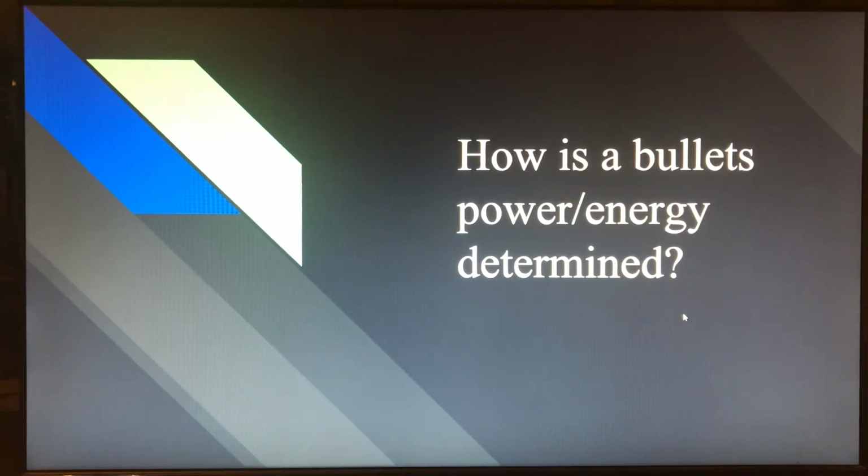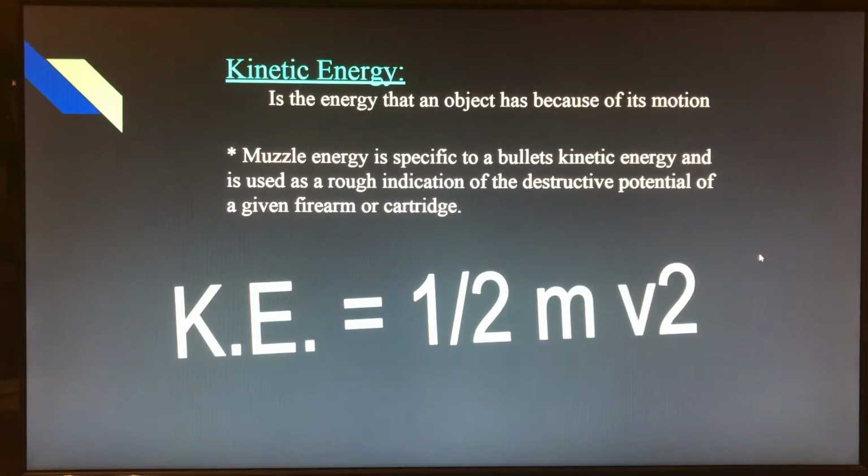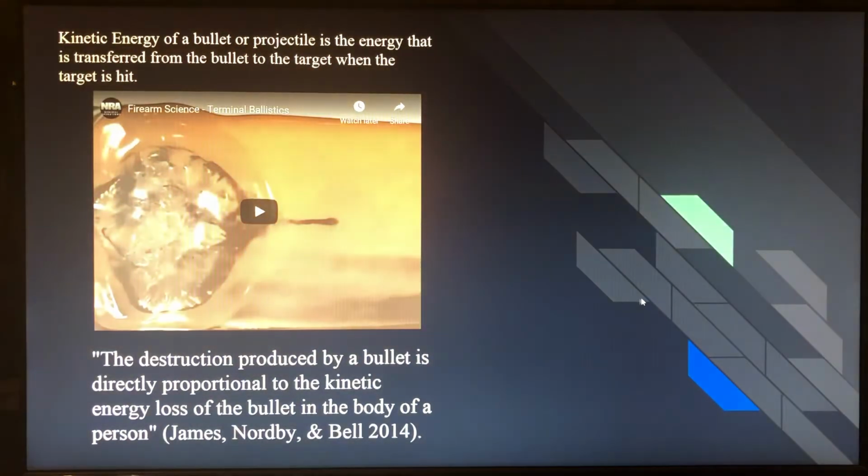So how is a bullet's energy determined? A bullet's energy is determined based off kinetic energy. Kinetic energy is the energy that an object has because of its motion. Muzzle energy is specifically a bullet's kinetic energy and is used as a rough indication of the destructive potential of a given firearm or cartridge. Kinetic energy of a bullet or projectile is the energy that is transferred from the bullet to the target when the target is hit. The destruction produced by a bullet is directly proportional to the kinetic energy loss of the bullet in the body of a person.